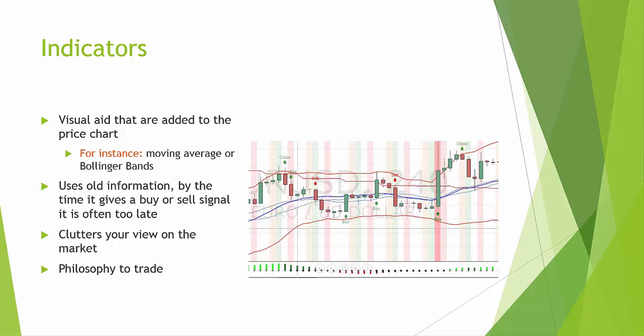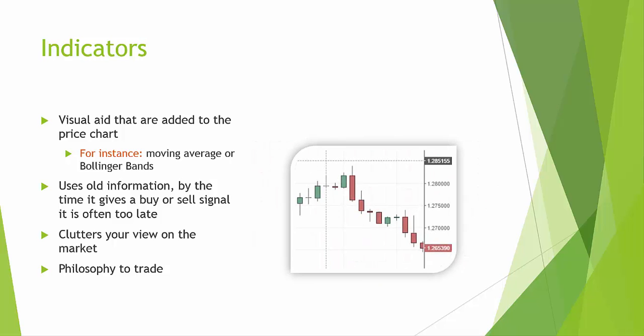An indicator is a visual aid that is added to the price chart. For instance, a moving average or a Bollinger Band. As you can see, they clutter the graph quite a lot. And as we discussed before, it is based on old information. So the philosophy to trade naked is to remove all indicators and solely depend on how the candlesticks are evolving.